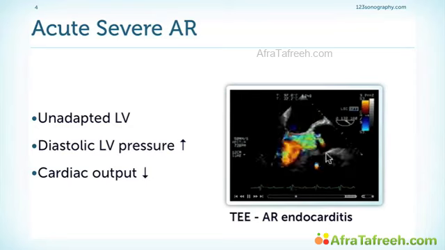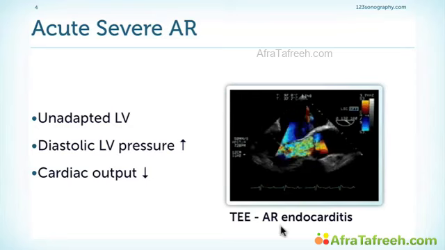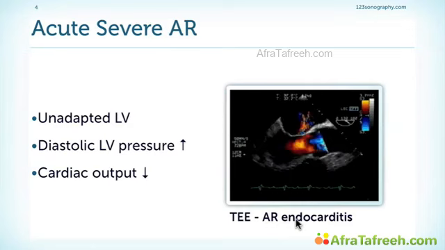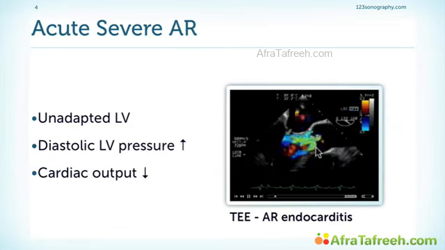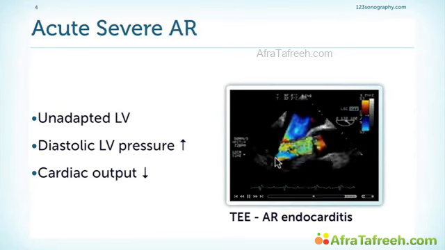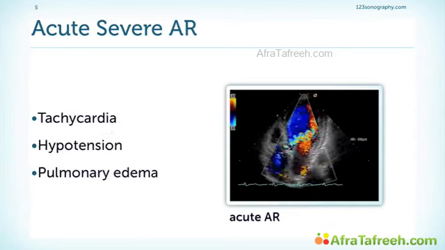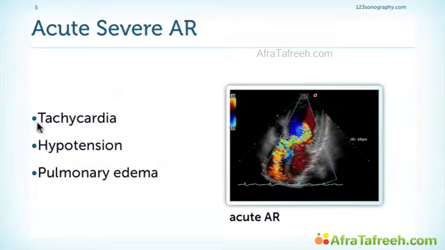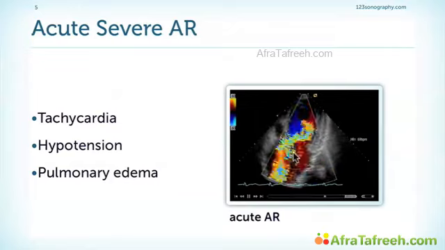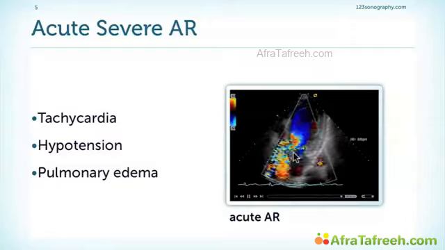This is such an example where we have massive TE caused by acute aortic regurgitation in the setting of endocarditis. We can see a very broad jet, and we also see that the patient has a fairly small ventricle. These patients usually also have a high heart rate.